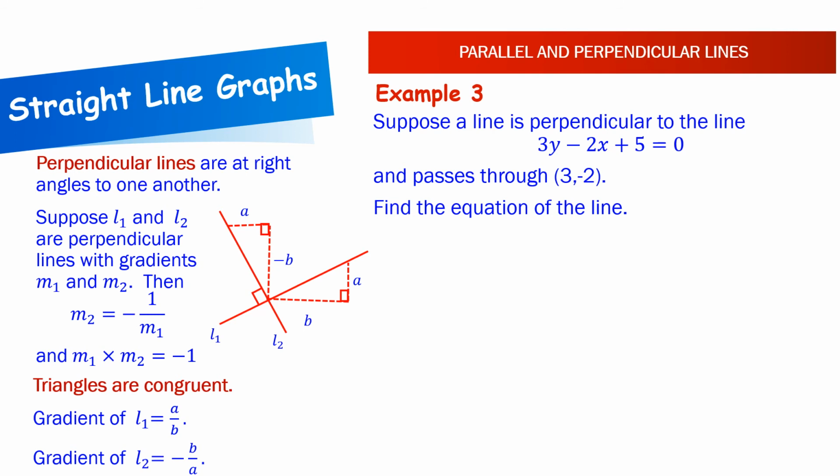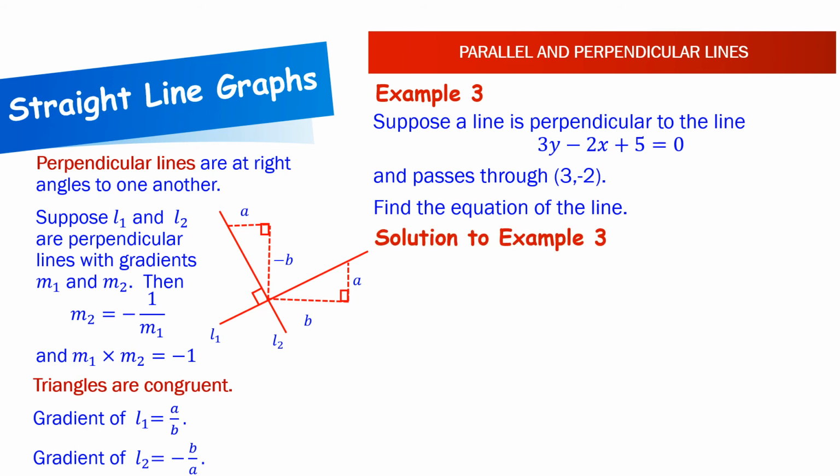So example 3 says that suppose a line is perpendicular to the line 3y minus 2x plus 5 equals 0 and passes through (3, minus 2). Find the equation of the line.